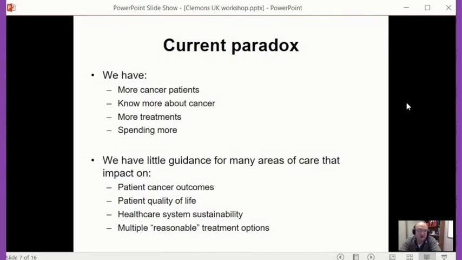A personal interest of mine is healthcare system sustainability. How do we avoid burnout? And also, we have more and more reasonable treatment options, be they cancer therapy, a device, a surgery, to offer patients.